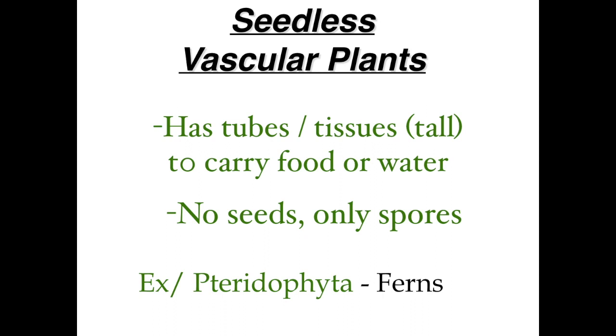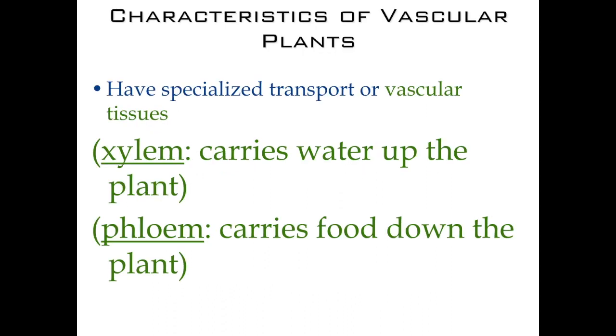These are ferns. The characteristics of vascular plants, as we said before, consist of the water-carrying tubes and the food-carrying tubes. The specific name for the water-carrying tube is the xylem. The specific tube that carries food or sugar is going to be the phloem. Xylem carries water up the plant, while phloem carries food down. And when we talk about seed plants, when we talk about trees, we'll get into more detail about that.